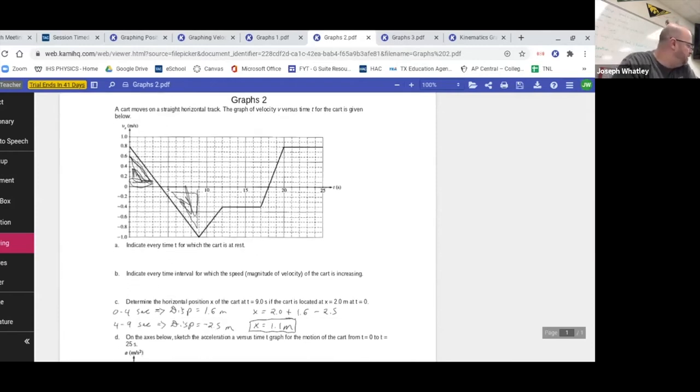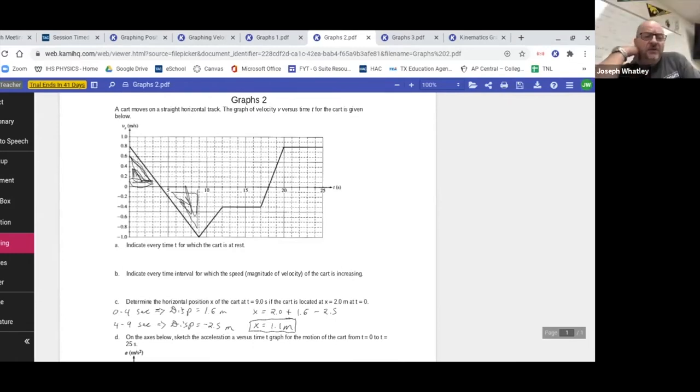So it says indicate every time t for which the cart is at rest. This is a velocity versus time graph. So unmute yourselves. Tell me when the cart is at rest. 4 seconds and 18 seconds. You got it. How do you know that? Tell me why. Because that's when the velocity line, or the line of the graph, hits 0, which means that there's no displacement.